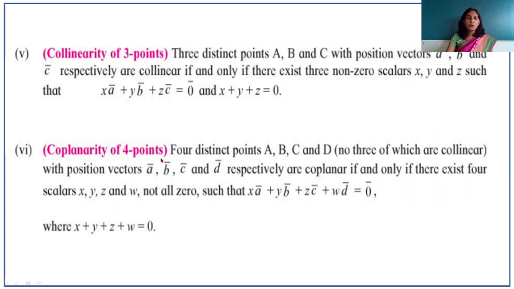Then coplanarity of 4 points. 4 distinct points A, B, C, D, but no 3 of which are collinear, with position vectors A bar, B bar, C bar, and D bar, are coplanar if and only if x A bar plus y B bar plus z C bar plus w D bar is equal to 0. That means their linear combination is equal to 0, where x plus y plus z plus w is equal to 0. Their sum is equal to 0. This is coplanarity of 4 points.